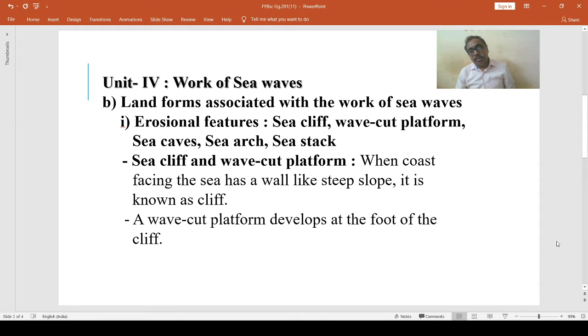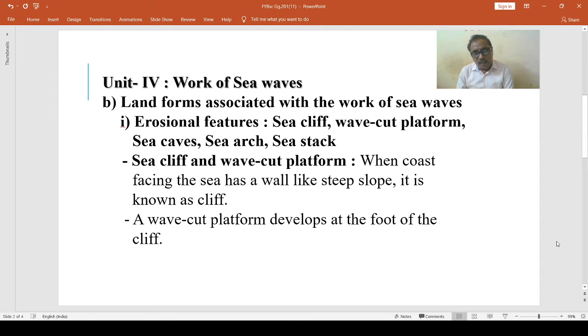Relief features associated with the work of sea waves. Sea waves are produced by the action of wind on a smooth surface of water. Marine erosion and deposition is carried out by the waves. Due to deposition and erosion, different relief features come into existence.